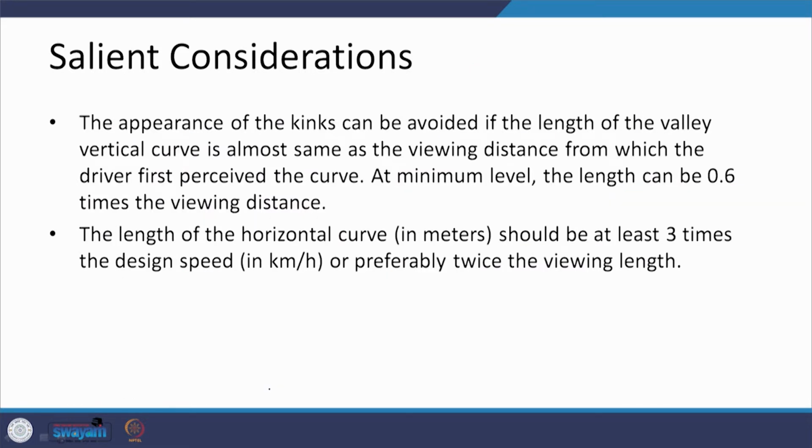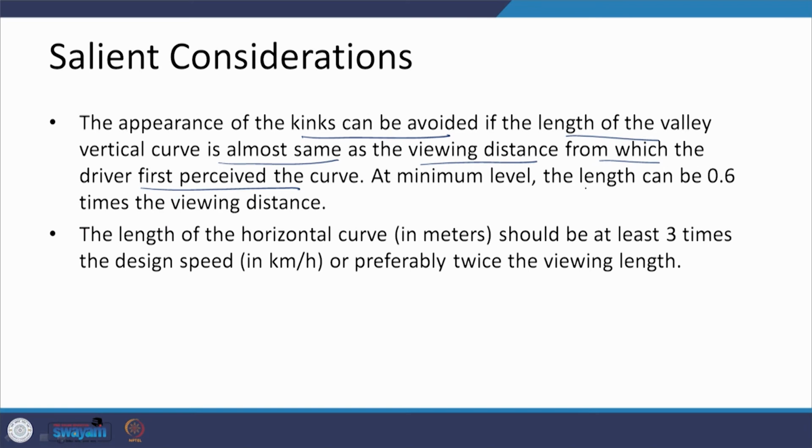Then another point is that the appearance of kinks can be avoided if the length of the valley curve is almost the same as the viewing distance from which the driver first perceives the curve. So, you are driving, you look at the valley curve. Whatever the total viewing distance is, if the length of that valley curve is equal to that viewing distance, then this looks perfect. The minimum is that the length can be 0.6 times the viewing distance. So, the length of curve is equal to V, or the minimum length is 0.6 times the viewing distance, which we can write as VD.